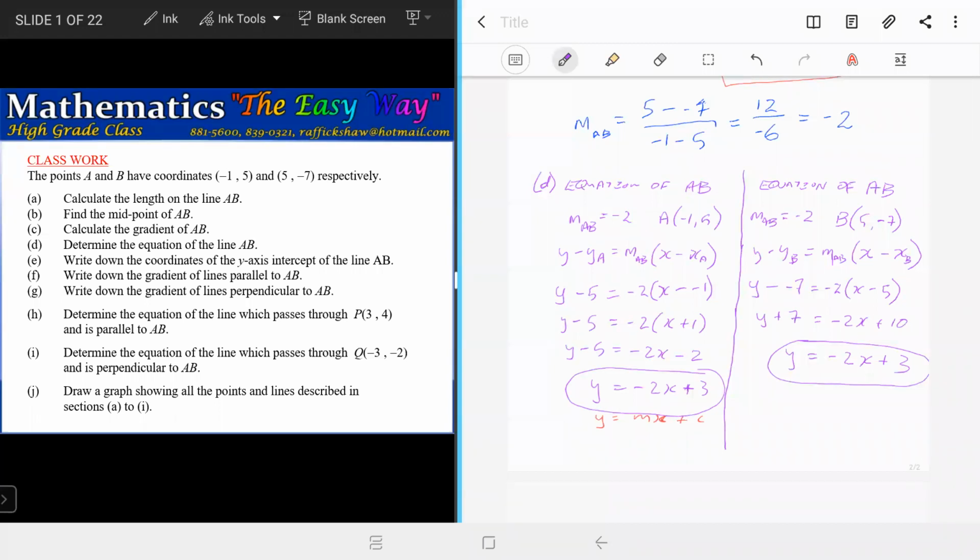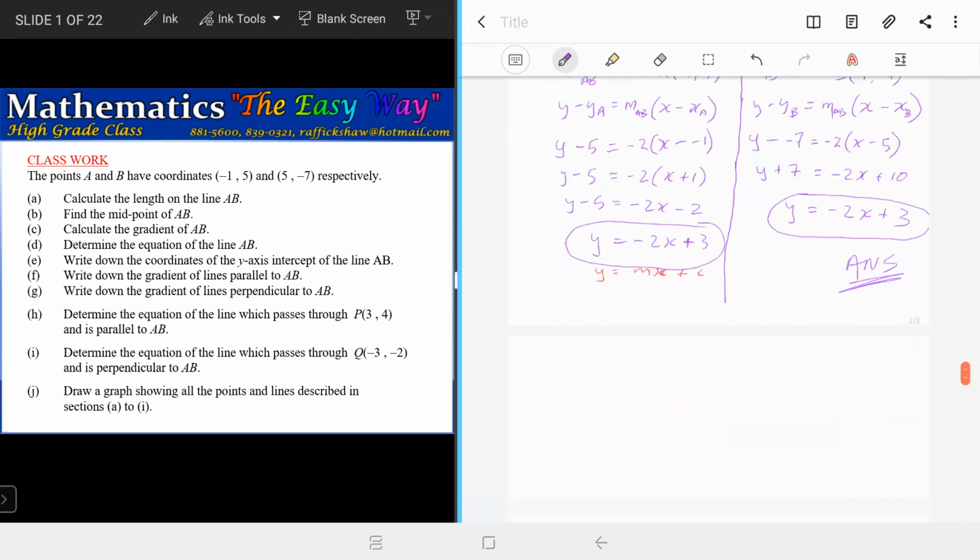I don't want to confuse people who learned it from me first. When you have a gradient and a point, you can use this formula to do it. When you have the y-axis intercept, that's when I use y equals mx plus c, because then you would know the m and the c. So that is the answer. Any way you want to do it, this is the answer. If you want to use y equals mx plus c, no problem. You get c equals 3, and that will be the equation of the line.